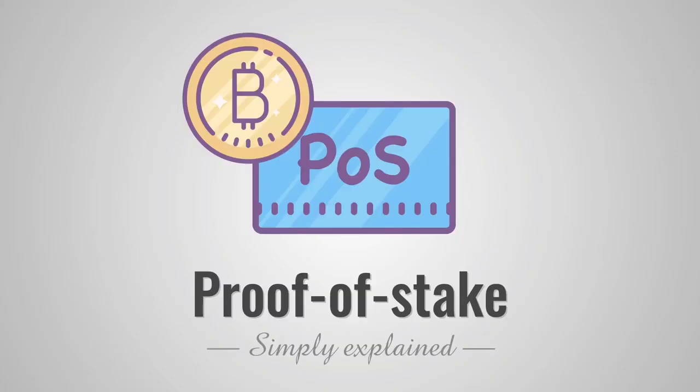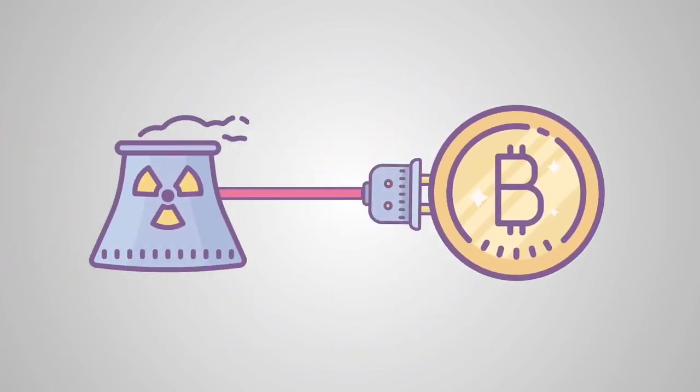Hey there, my name is Xavier, and you might have read articles online saying that cryptocurrencies like Bitcoin uses enormous amounts of electricity to secure their networks. But why is that? And more importantly, what are the alternatives?